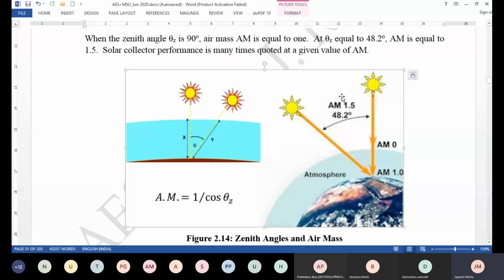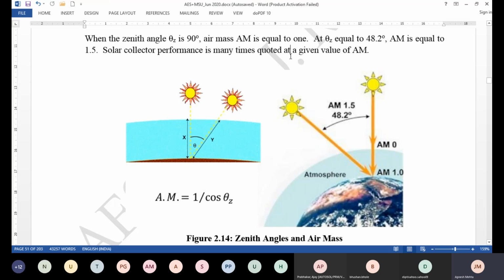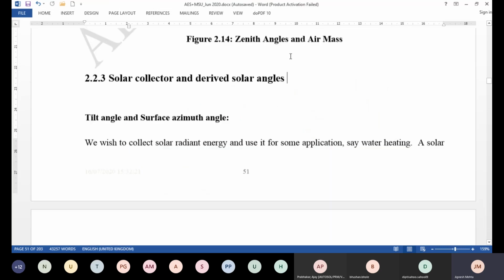When you have to test solar collectors, you have to state at what air mass it has been tested. Normally AM 1.5 is taken as the standard condition for testing the solar collector. At different air masses, its performance would be different. If you tested it at air mass 1.5, then at an air mass less than that, you can expect the collector to perform better, and vice versa. This is the importance of the concept of air mass.